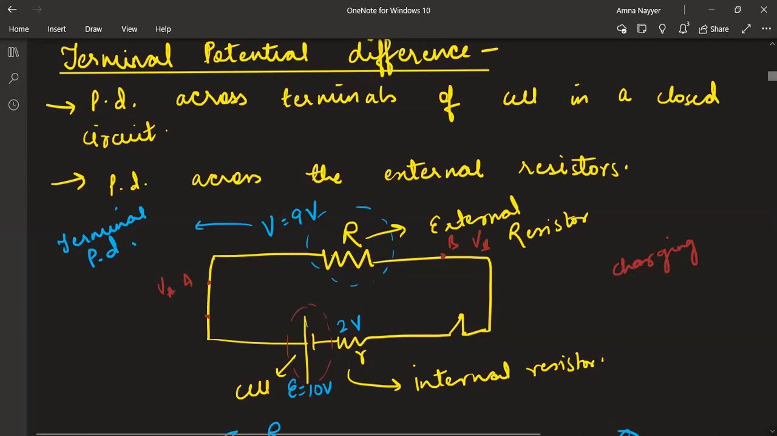Your terminal potential difference arises in a closed circuit. EMF arises for an open circuit. Closed circuit and external resistor will be for terminal potential difference. Internal resistor and open circuit will be for EMF. So EMF and terminal potential difference are two distinct quantities.